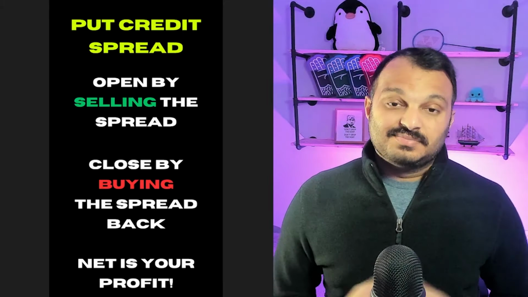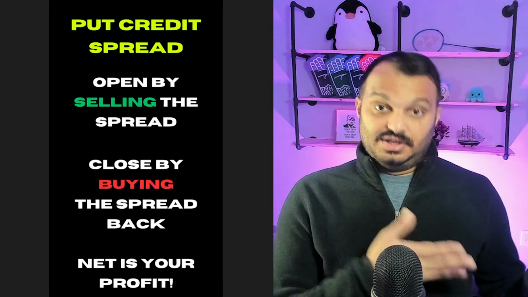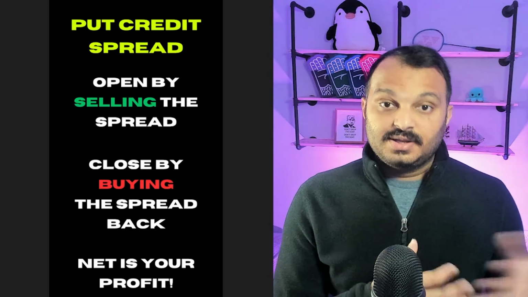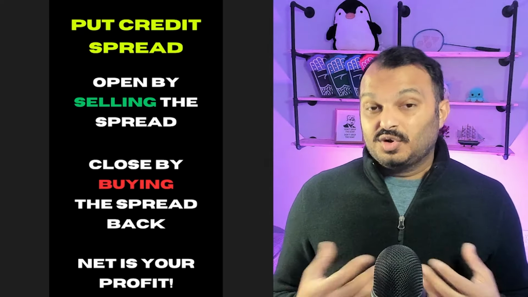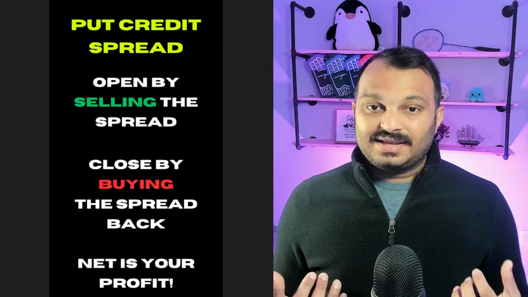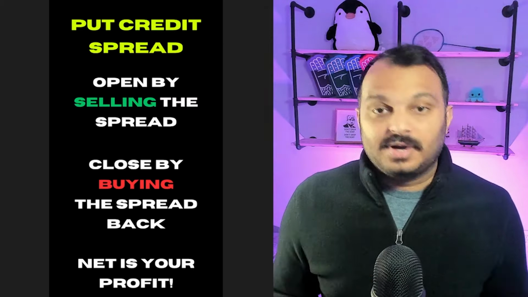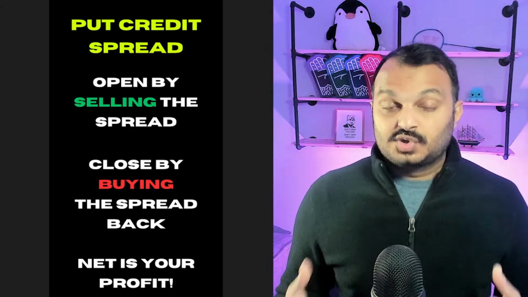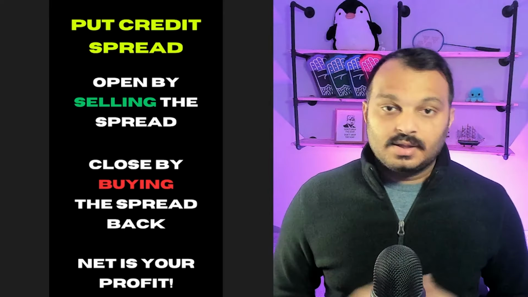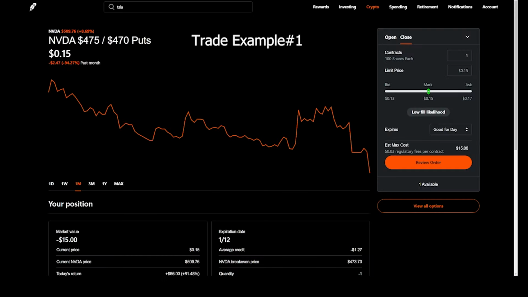So in a nutshell, when you're on the sell side, like a put credit spread, you open the spread by selling it, and your goal is to buy it back to close the trade at a cheaper price. Whatever you get to keep, that is your profit. So now let's look at a real trade that I recently closed on NVDA, and it'll be a good one.